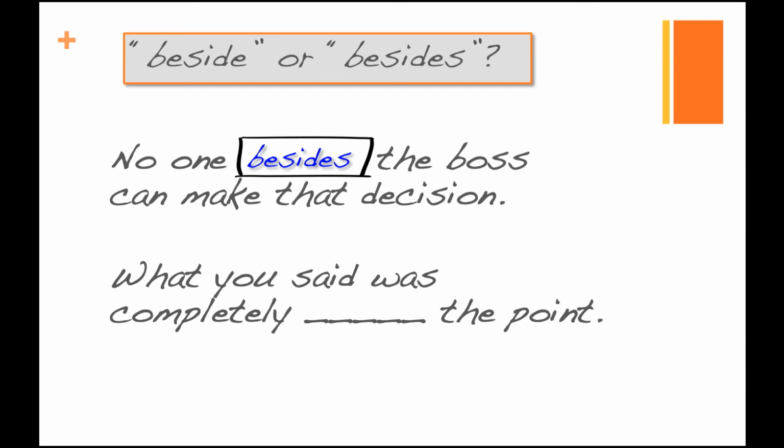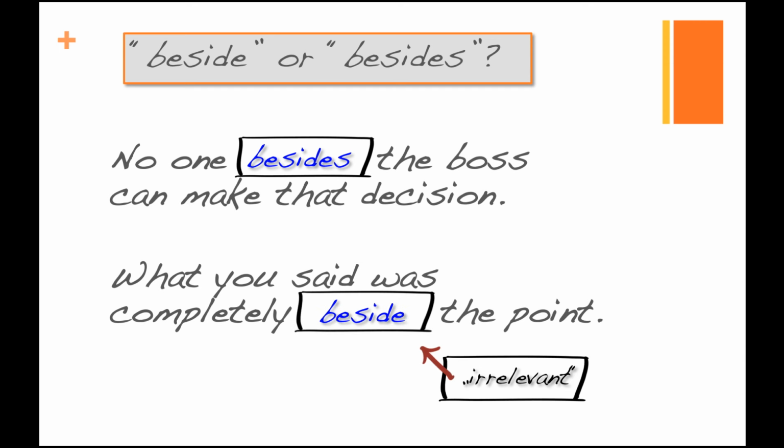Now this one is easy because at some point there's got to be a beside. What you said was completely beside the point, which is a context that calls for beside. Beside the point is an English idiom. It goes together and it means something like irrelevant. What you said was completely irrelevant. What you said didn't matter, so that's the idea. What you said was completely beside the point, and no one besides the boss can make that decision.